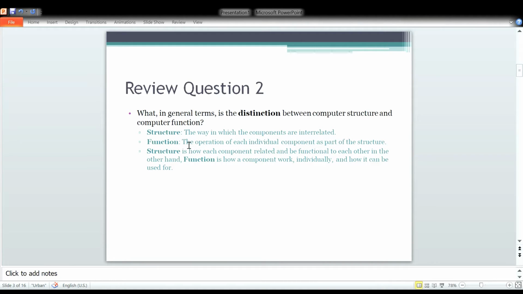The second question is, what in general terms is the distinction between computer structure and computer function? Computer structure is the way in which the components are interrelated. The function, on the other hand, is the operation of each individual component as part of the structure. To make it easier to understand, structure is how each component is related and functional to each other. On the other hand, function is how a component works individually and what it can be used for.